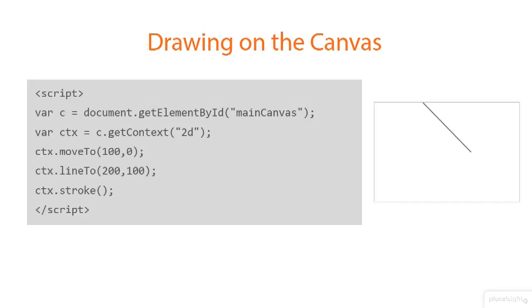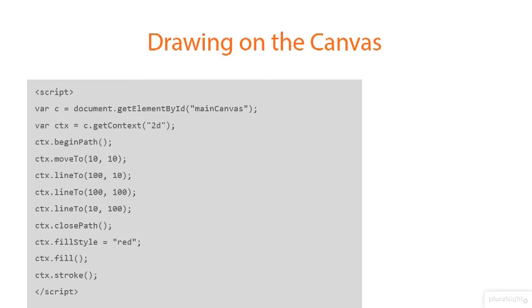In the sample code you see here, we get hold of the context and then call the move_to method, passing in x and y coordinates. What this does is move the starting point for the drawing to that particular point in the canvas. Next we call the line_to method, which will create a line from the starting point 100, 0 to the end point 200, 100. Finally, calling the stroke method on the context will actually draw the line.